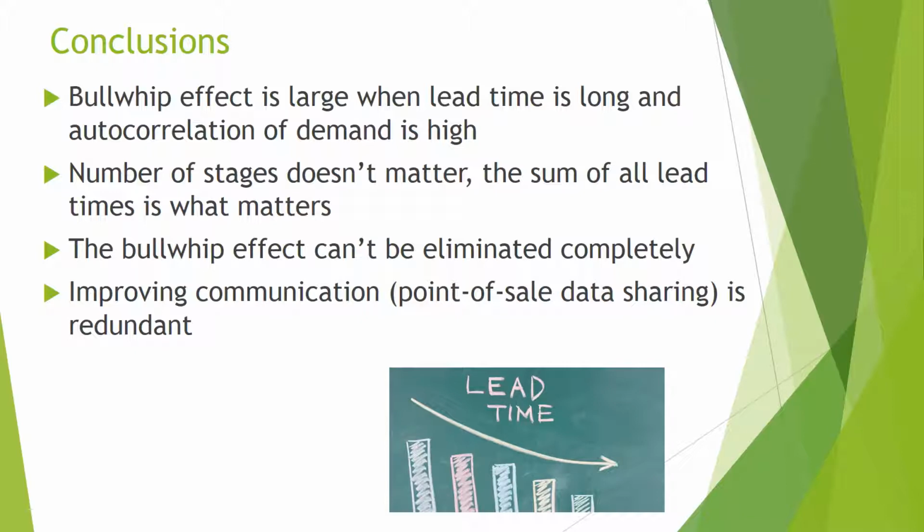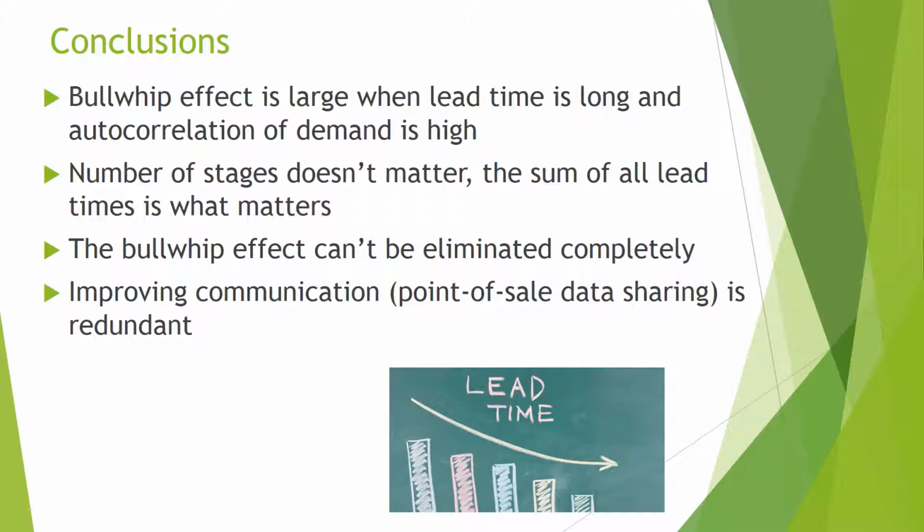Also, the number of stages doesn't matter so much as the sum of all the lead times, which kind of goes along with what we just talked about. Minimizing your lead times is going to minimize your fluctuation. Therefore, the number of stages doesn't really matter. It just matters how long it took to get the product from stage 1 to stage 2. Another important result is that the bullwhip effect cannot be eliminated completely, no matter how perfect the conditions.